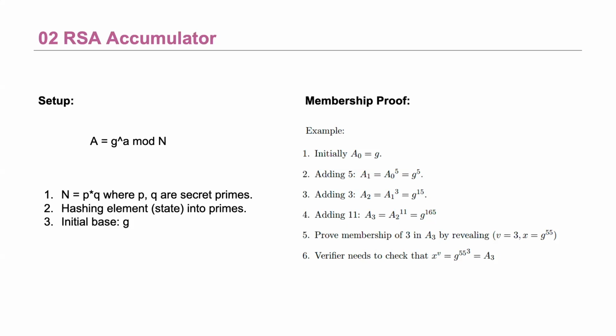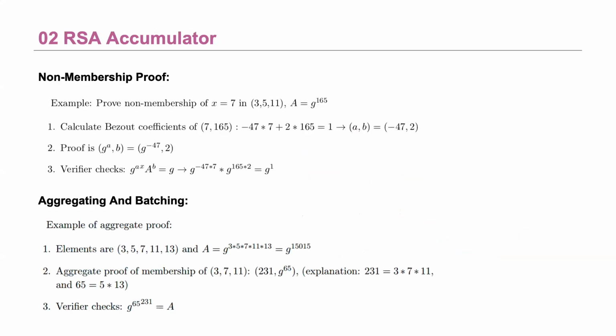To prove the membership, we just need the value of the element and the witness. The exponential part of the witness is the product of all the values in the accumulator except the value being proven. To prove the non-membership, we need to use Bezout coefficients to prove that the element and the product of all elements in the set are co-prime.